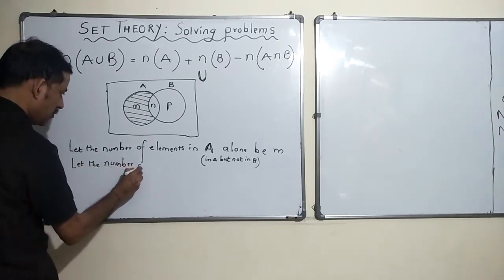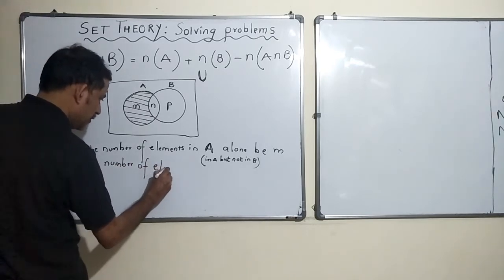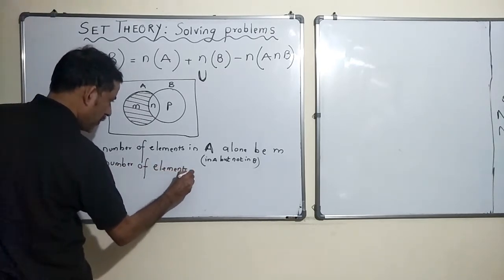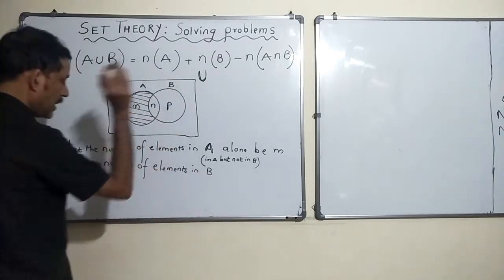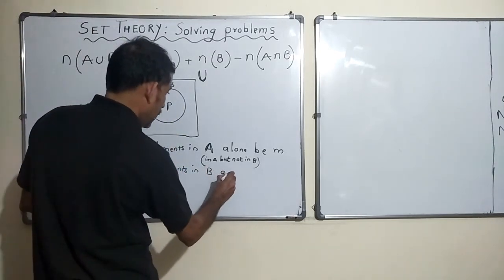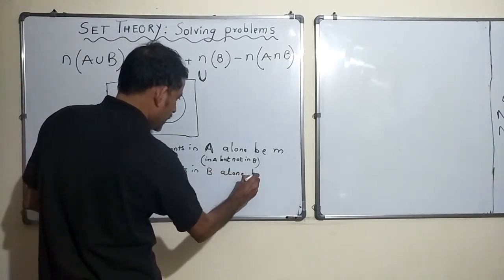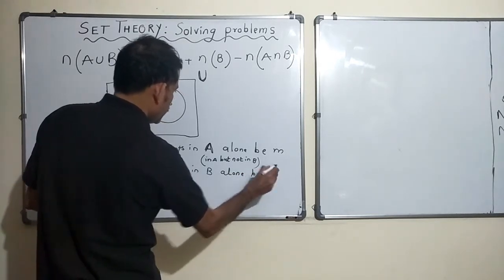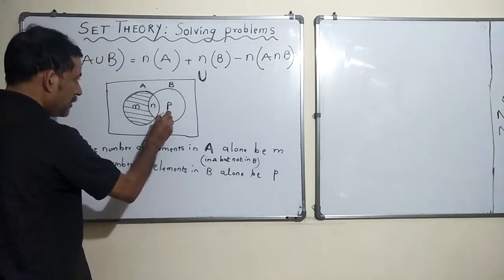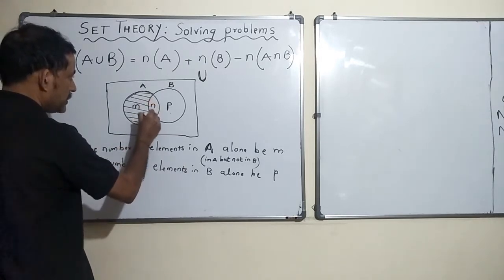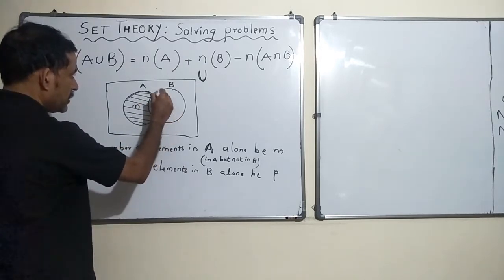Now let P be the number of elements in B alone. B alone means in B but not in A. So it cannot be in this region, it has to be somewhere over here. So this is all P.